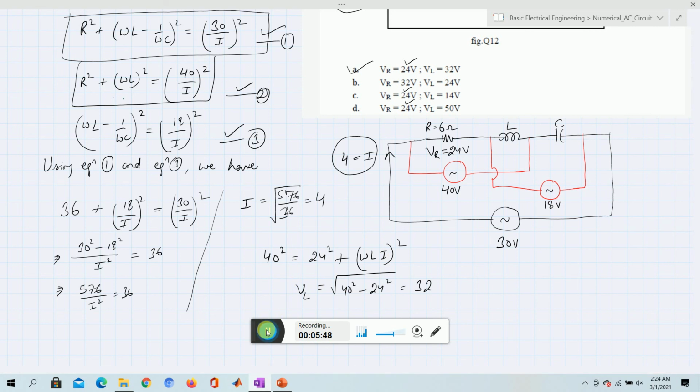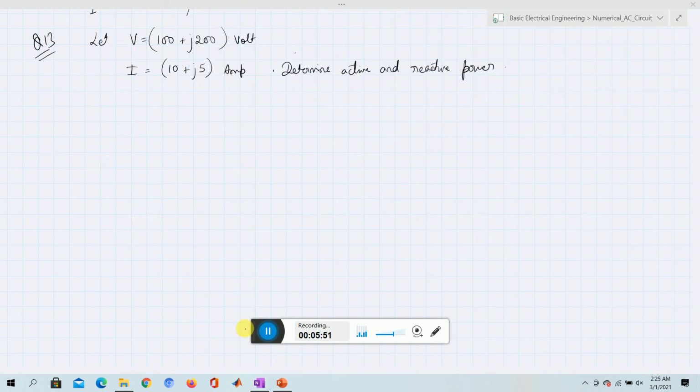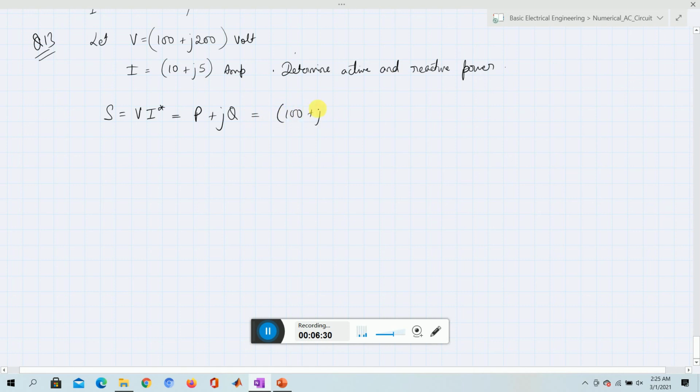So let us go to the next problem. Let us take the problem where voltage and current are given as complex numbers in rectangular form, and you are asked what is the active and reactive power. You can write the total or apparent power as equal to V I star, and that is supposed to give you P plus jQ, where P is the active power and Q is the reactive power.